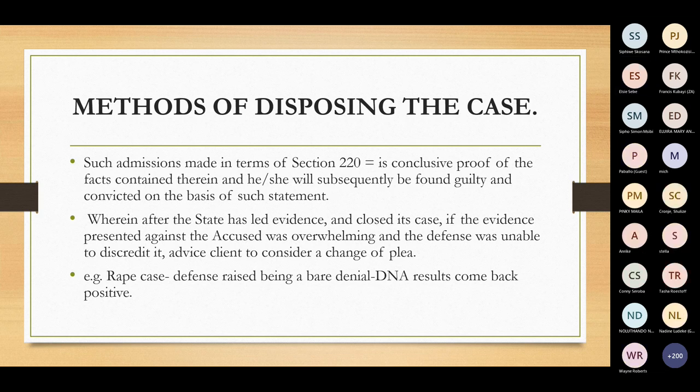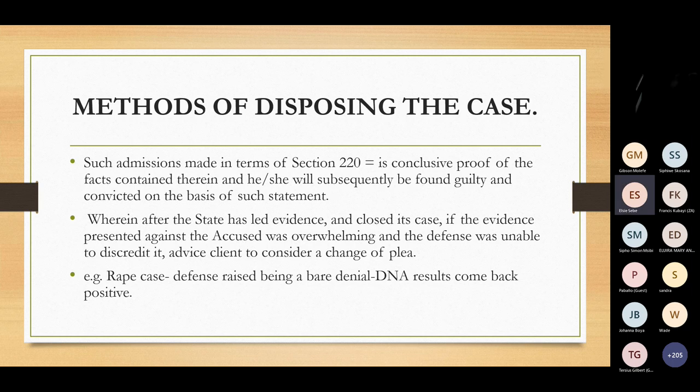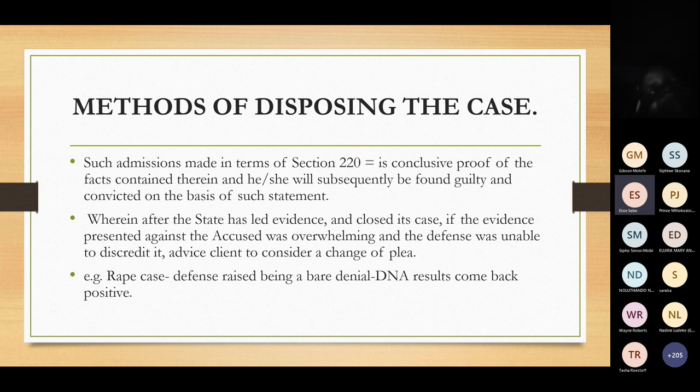Can I ask? Yes. So if, say, the accused is admitting to the elements of a lesser charge, and then they are found guilty on a competent verdict, will that be mitigating in terms of sentencing? To say the accused in the beginning did admit to this, thank you. Yeah, the court will also, when you are mitigating, then you will say the accused never even denied, even in his 220 admissions, he did admit what actually happened. So, yes.